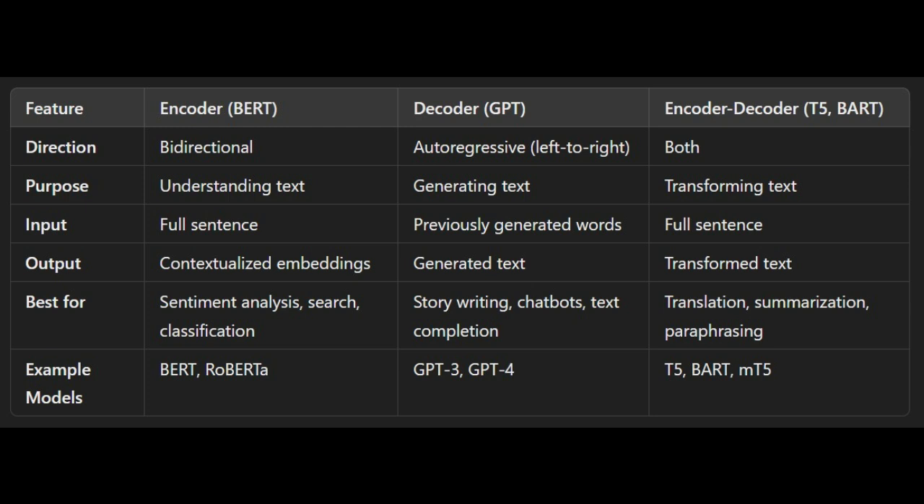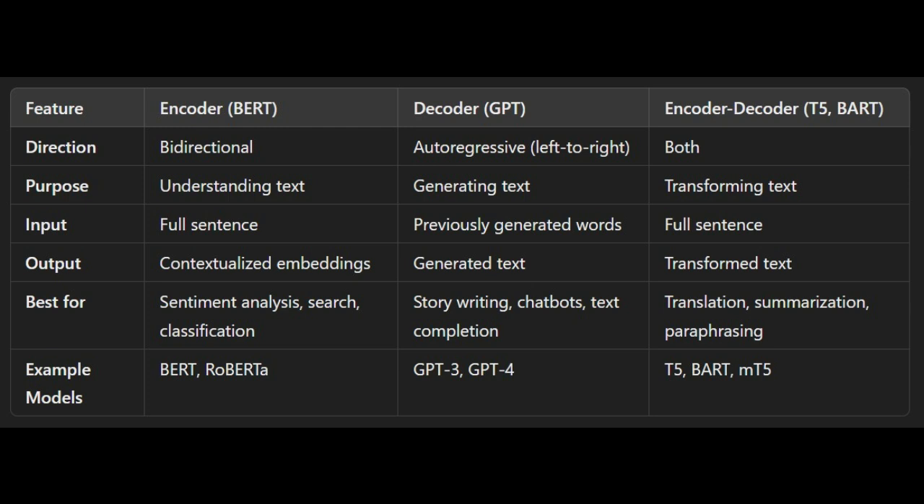We also have something called encoder-decoder architecture, like sequence to sequence, which is best for transforming text. The primary role: it converts input text into a different output format, like translation, summarization, etc. The use case is text transformation tasks like sequence to sequence. The models are like T5, BART, mT5.